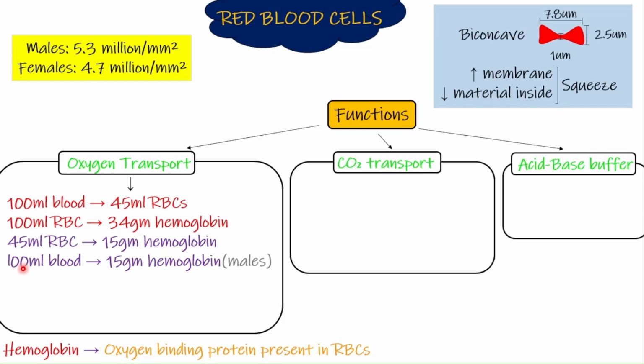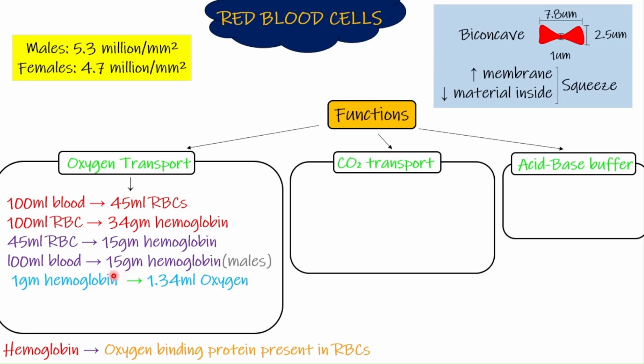In males, what is the concentration of hemoglobin? It is 15 grams per 100 ml of blood in males, and in females it is a little less than 15 grams. Now this hemoglobin has to carry oxygen. So 1 gram of hemoglobin has the ability to carry 1.34 ml of oxygen.